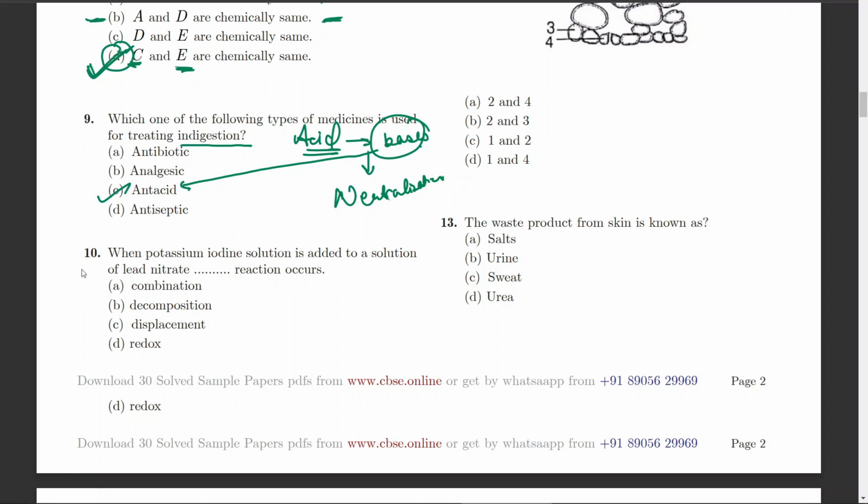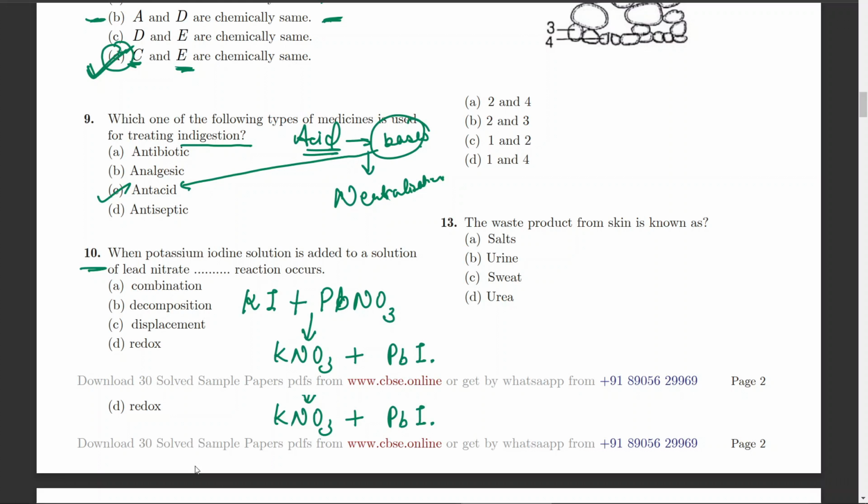Coming to question number 10, which is: when potassium iodide solution is added to the solution of lead nitrate, dash reaction occurs. Very simple, you have to just write the chemical reaction, which is potassium iodide KI reacting with Pb(NO3)2, giving you KNO3 plus PbI2, right? So this is, as you can see, a double displacement reaction. So option C is the correct one.